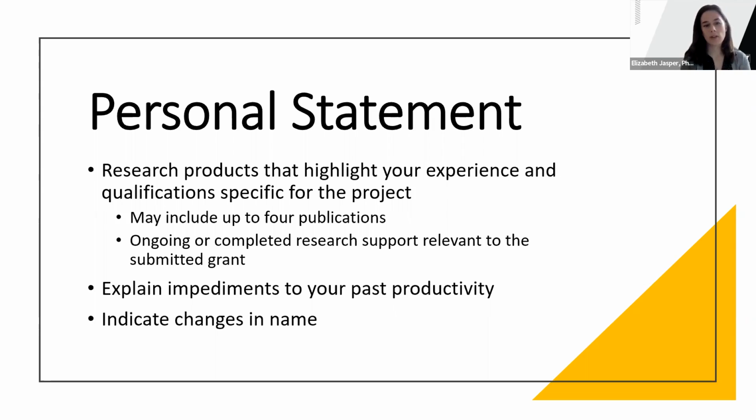You can also use this section to explain impediments on your past productivity. This is particularly relevant, I think, given the pandemic. So you can discuss how the pandemic affected your research or your career, as well as if there were family care responsibilities, illnesses, deaths, disability, or military service. And then finally, you should indicate here if you've published or worked under previous names. So maybe you changed your last name when you got married.